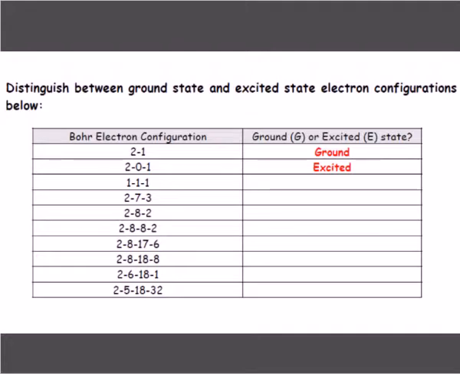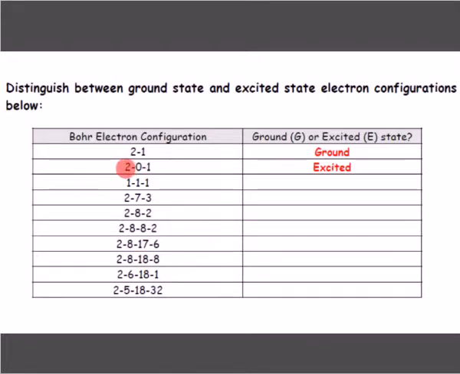On your regents, you will be asked, is this the ground state or the excited state? You've got to identify it. So again, like I said before, count up how many total electrons are in the configuration. First one is 3. What element has 3 electrons? Lithium. So you're going to go to your periodic table. Does lithium have this configuration? Yeah. Therefore, it's the ground state.